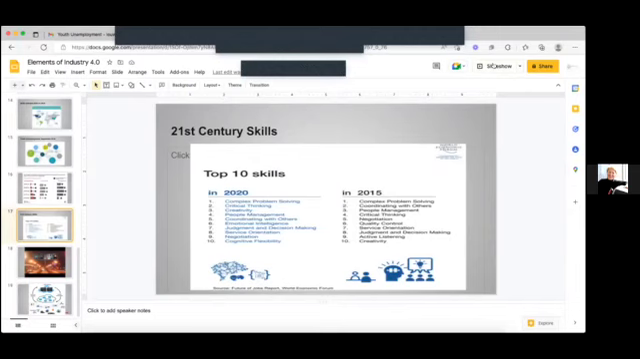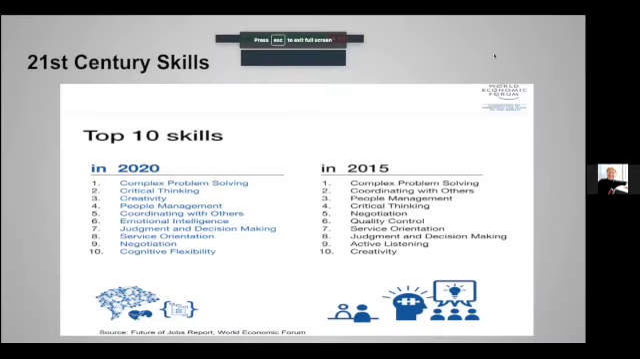We need to make sure that we have roles and careers and jobs that cannot be replaced by a machine. So, for example, a machine cannot invent, a machine cannot be creative, a machine cannot have that kind of intellectual, strategic or tactical imagination. So what we need to do is focus on those careers.